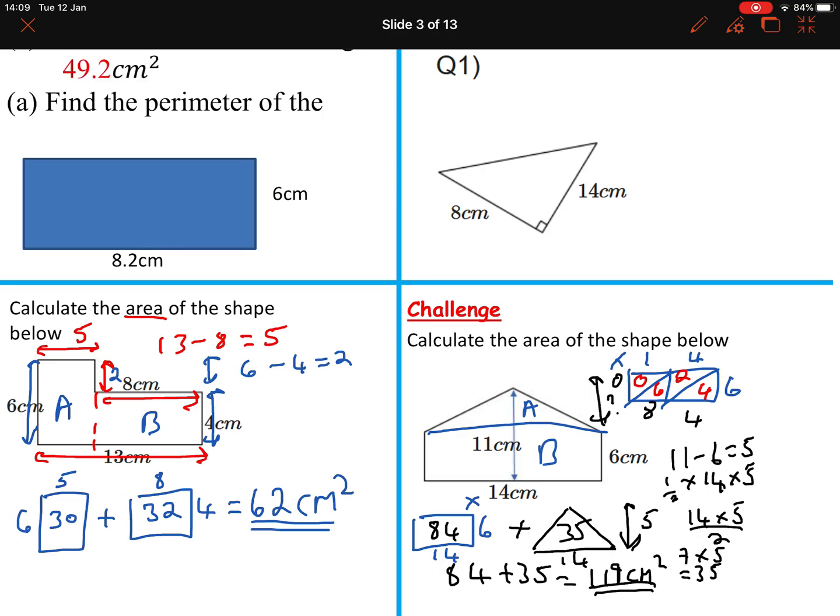Right, what I'll do is I shall give you the rest of these. So here's the first one. You won't be able to see that. The area is 49.2 centimeters squared. The perimeter is 28.4. And for the second one, you can also half 14 and then times it by 8. So half of 14 is 7. And then times that by 8 is 56 centimeters squared. Okay, if you want to use half base times height.